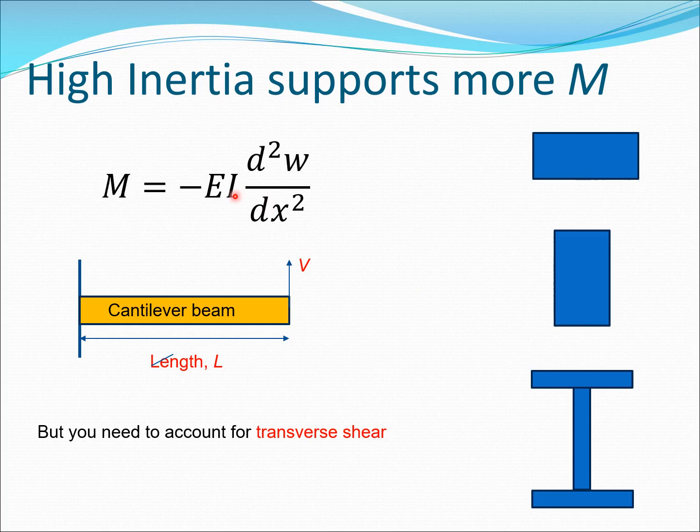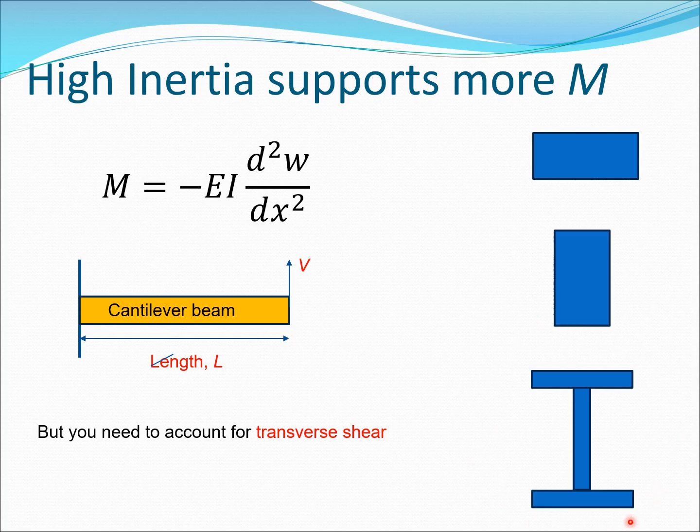So I, if you remember from basic physics and so on, will depend on the cross section. So for example, if we have a particular cross section here and here and here, the I values of these cross sections would be different even if the A values are the same. So for example, these two may have the same A value, so B into H may be same, but the I value of this cross section may be more because BH cubed by 12 would be more here, H being more.